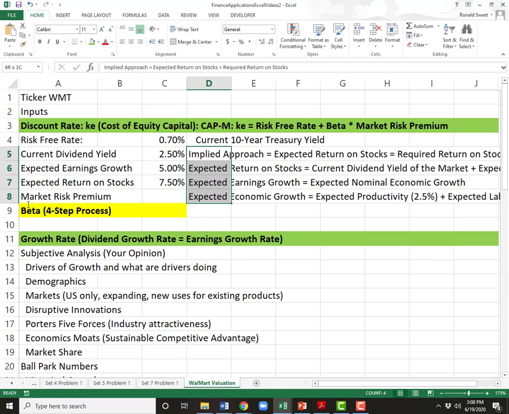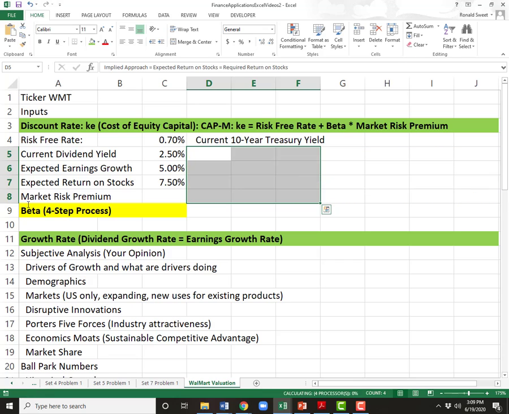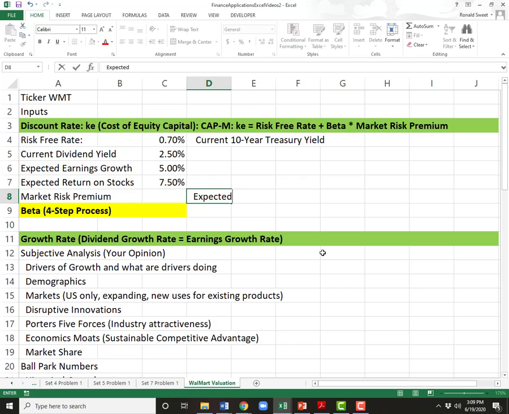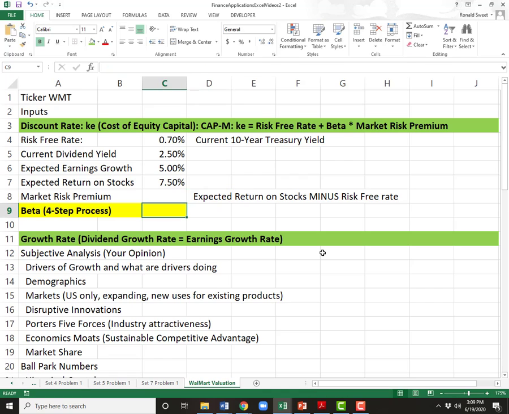So I'm going to get rid of this stuff. Hopefully you can freeze the video and watch that. So the market risk premium is the expected return on stocks minus the risk-free rate. So we just take 7.5% minus the risk-free rate, and our market risk premium is 6.8%. So that's almost there. We got to do the beta.